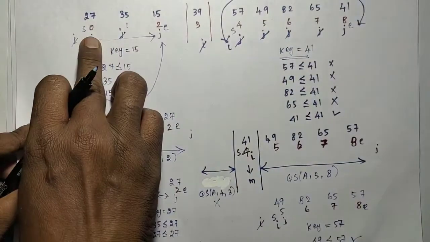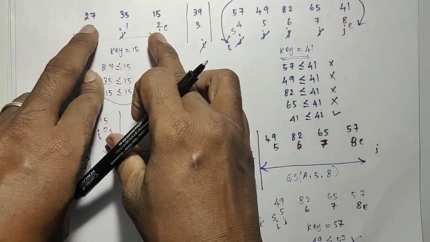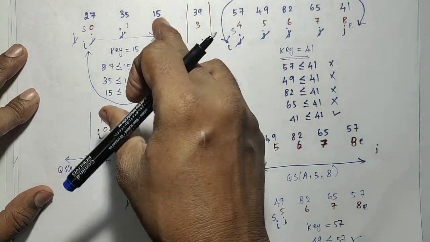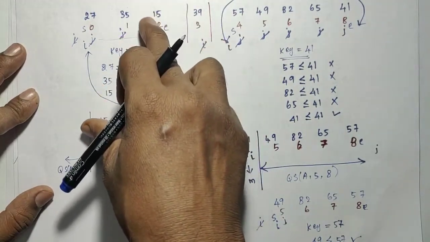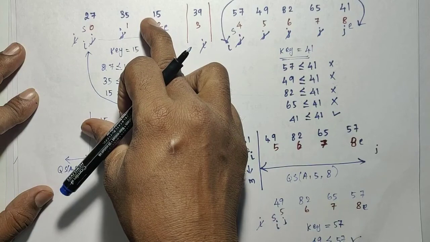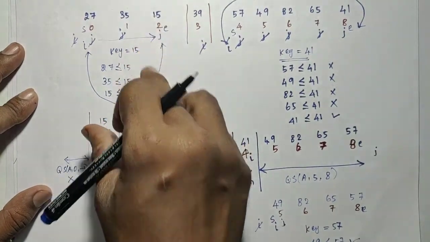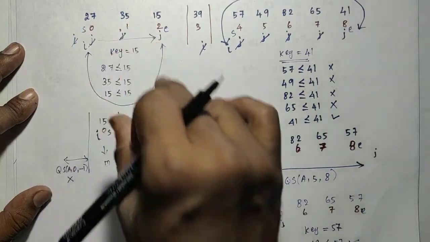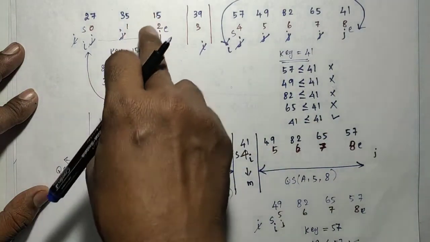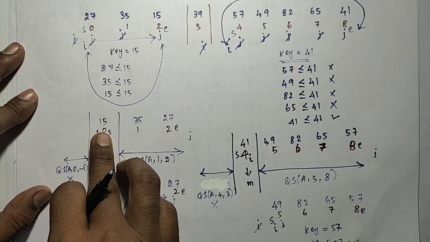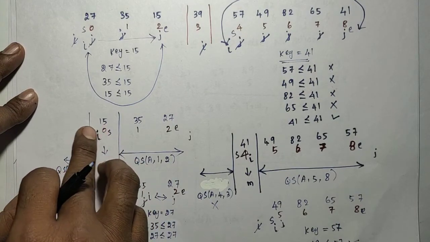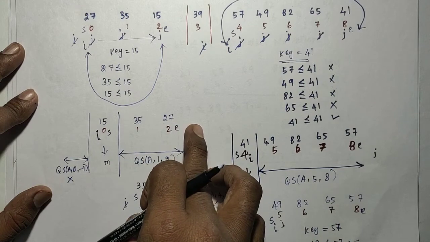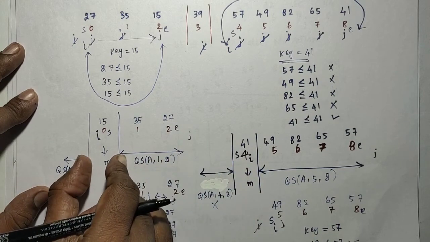So here I applied the quick sort for this half: 27, 35 and 15. Again, based on that 15 the partition will happen, the split will happen. So the key element is 15. Once you apply the partition to this, 15 will be in the 0th position, less than 15 will be here, greater than the 15 will be on the right side. So this is the split position.